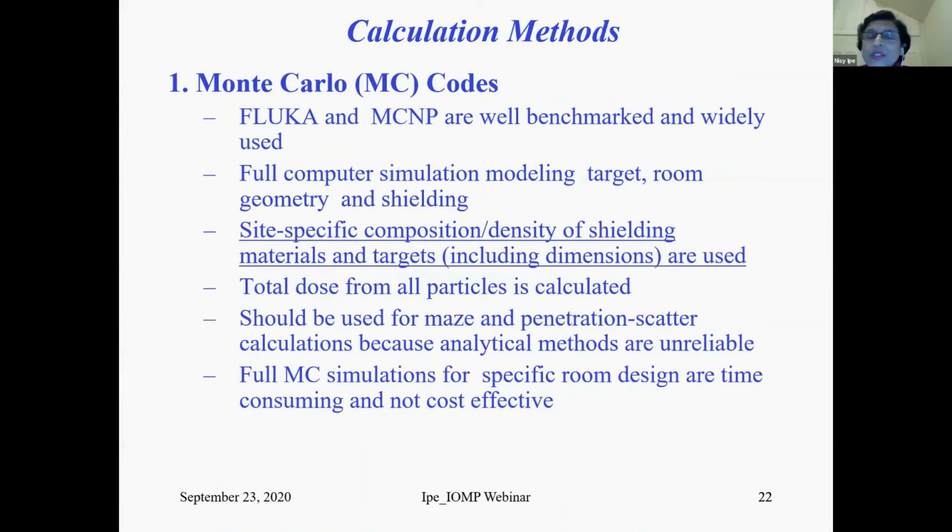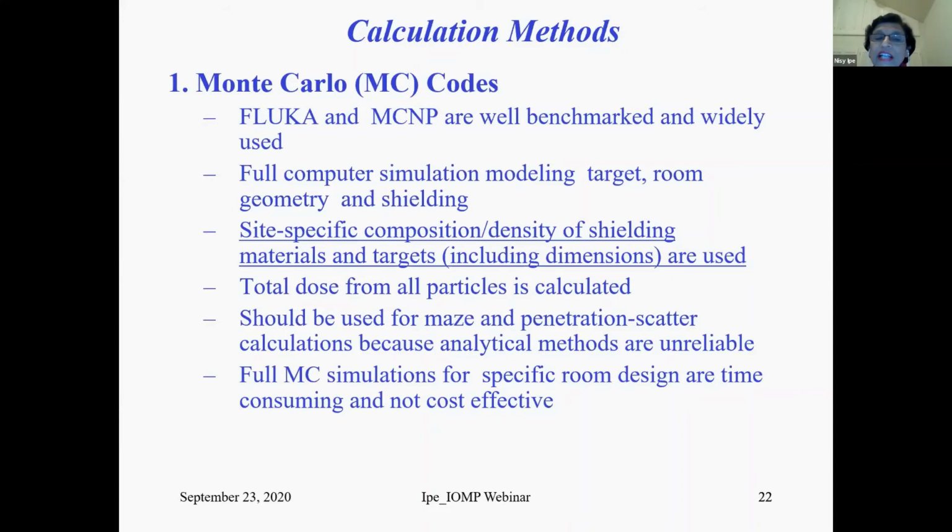So how do we do calculations for shielding? Well, there are many Monte Carlo codes available, and FLUKA and MCNP are two of the well benchmarked and widely used codes. You can do a full computer simulation modeling the entire room, geometry, target, and all the other details. And we typically would use site-specific composition and density of the shielding materials and the targets. Then we would calculate the total dose from all particles. And Monte Carlo should be used for maze and penetration scatter calculation because analytical methods are very unreliable.